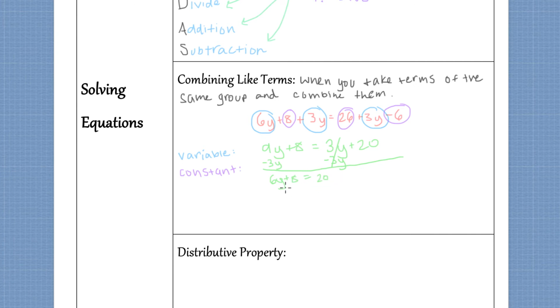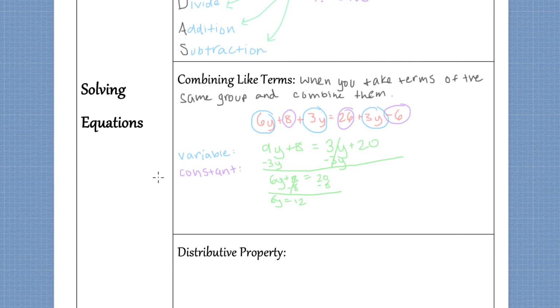So again, we're going to use inverse operations, and this time we're going to subtract 8 from this side. And since we subtracted 8 from one side, we subtract 8 from the other side. And so we have over here, we're subtracting the 8, so 6y, and then 8 minus 8 is 0, and it cancels each other out, so it just leaves us with 6y. And on the other side, it's 20 minus 8, and 20 minus 8 is 12, and so that leaves us with the 12 over here.